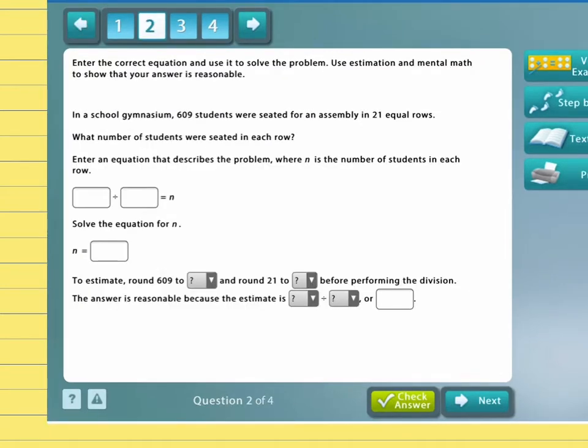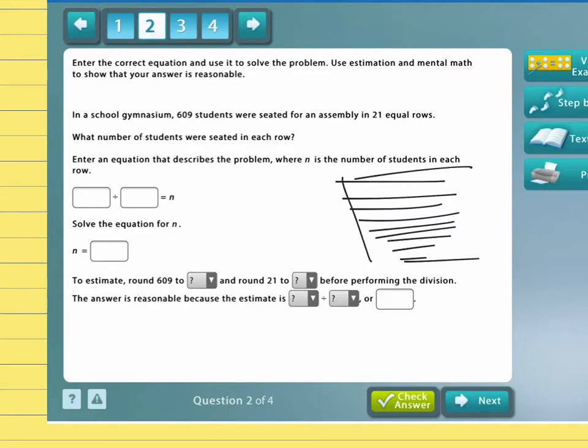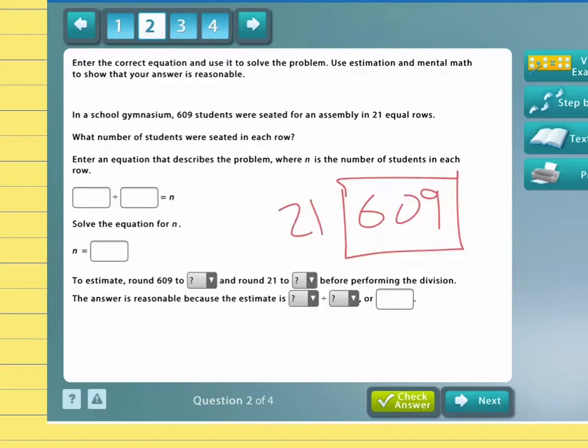This question asks: a gymnasium has 609 students seated for an assembly in 21 rows. What is the number of students in each row? I would actually do a picture model. You have 21 rows like this, and you know the total is 609. So how many kids sit in each row? That's a picture model to start with, but then I would do an area model because this really suggests area. If you have 609 students and 21 rows, how many students have to sit in each row?